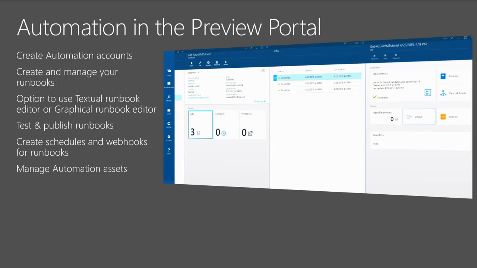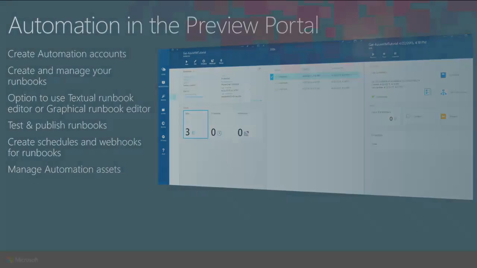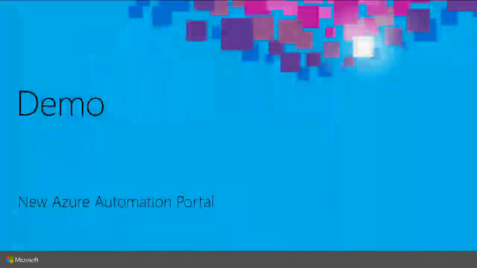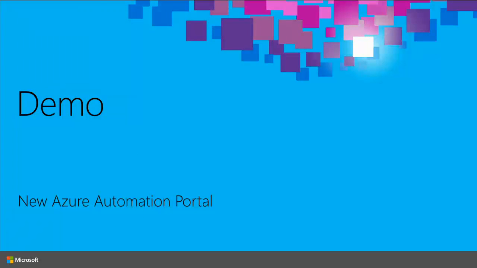So automation in the preview portal, you have all of that good stuff, all of your runbook management, asset management, management of your jobs. And we're going to be bringing more features in over time, so we're constantly iterating because this is in the cloud. So you'll see new stuff showing up every day. So with that, I'm going to hop in and give you a quick tour of our portal.